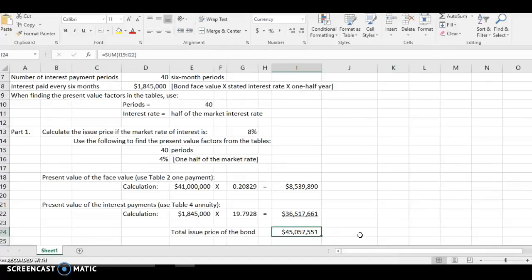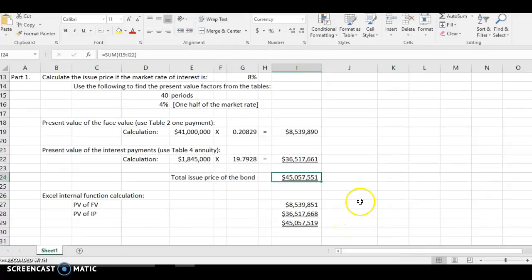This bond price that we came up with will be a little bit different depending on if you use your own calculator to calculate this, if you use Excel, if you have a different set of present value tables that don't round out as much, that take it out more than 4 decimal places. I did a quick calculation in Excel to find the price of the bond, and I used Excel present value functions, and I came up with $45,057,519. So we're within about $30 of this original answer. So if you get close like this, you know you've probably done it correctly. So don't worry about small differences.